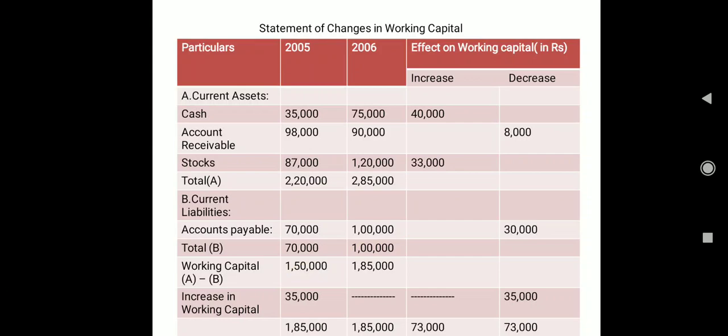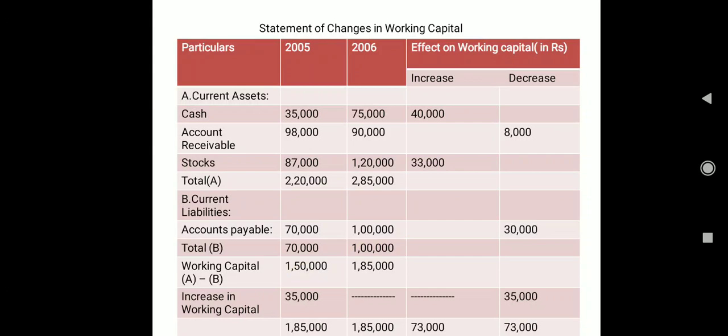After that we have the column effect on working capital. Under that we'll have 2 sub-columns, one increase and another decrease. As I have told you already, working capital is equal to current asset minus current liability. If somebody feels it is irritating that I have repeated it so many times, kindly don't make it irritating. Just keep it in your mind.